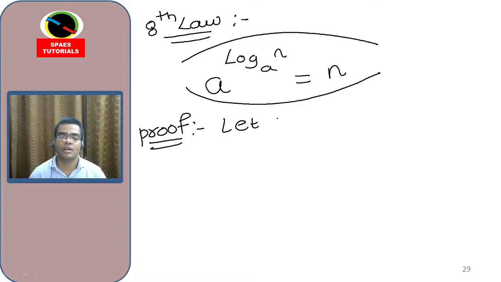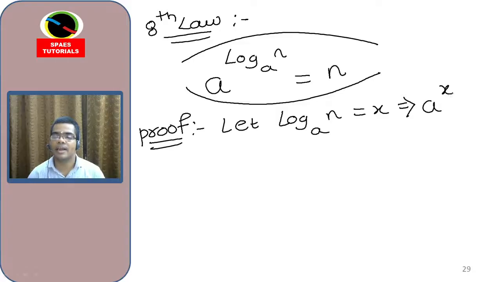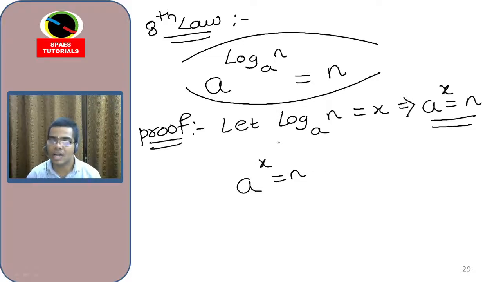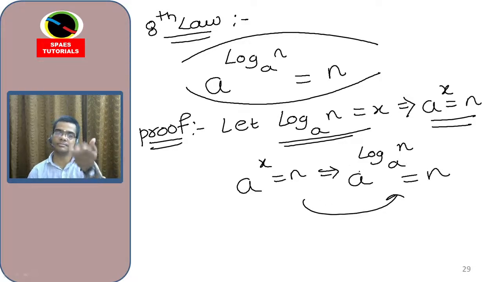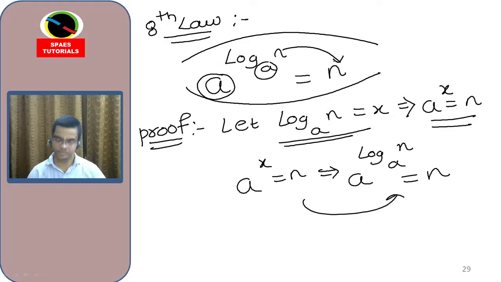Let log n base a be equal to some value x, which implies a power x is equal to n. Correct? This is what the statement will give. So let's take the statement as it is, a power x equal to n. But I have taken x to be log n base a. So a power log n base a is equal to n. Hence proved. That's our theorem, the eighth law. Very simple thing. This number and this number should be the same, then this will become the direct answer here.